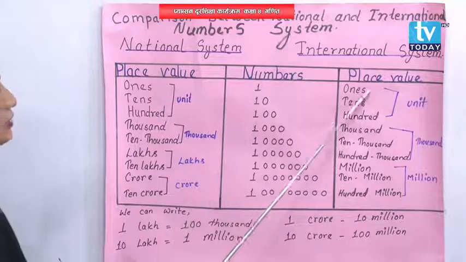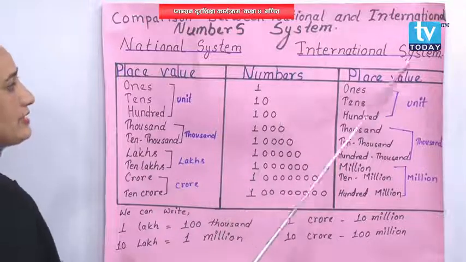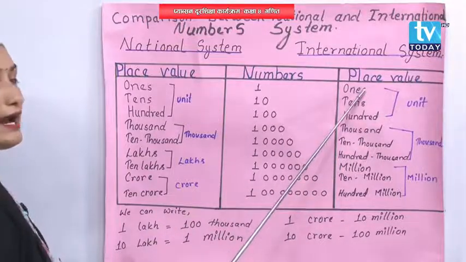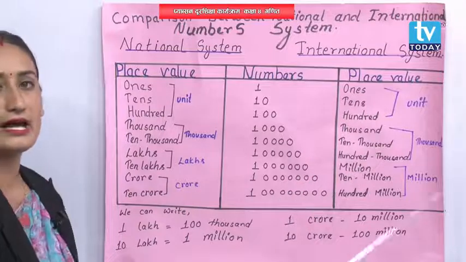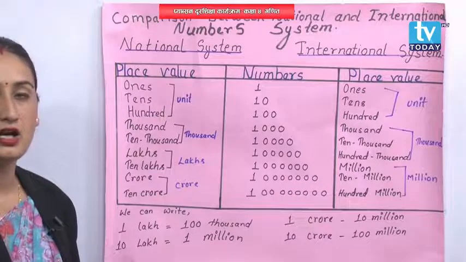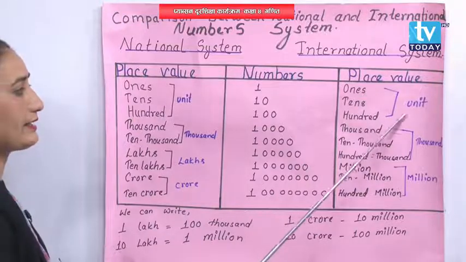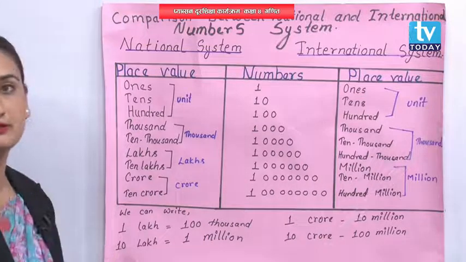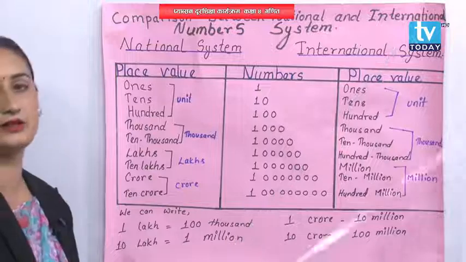Once again, let's have a look. Place value from international system. Ones, tens, hundreds. They are not repeating. Are they repeated? No. So they are again a single unit. They are coming only one time, so they are a unit.